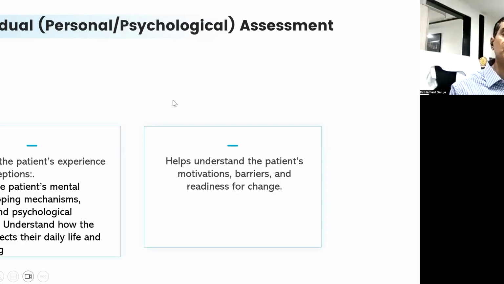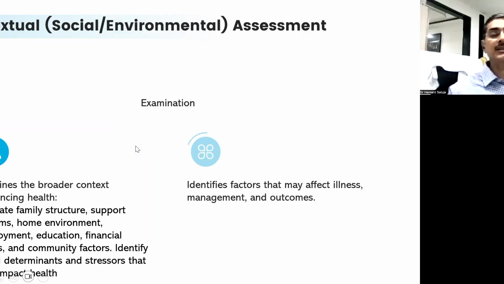Then we go on to the individual assessment. What we do in this is it helps us understand the patient's motivations, barriers, and his understanding of things, what the patient experiences, and what his or her perceptions are. So it's like addressing his ideas, concerns, and expectations, and the beliefs that he had, and understanding how the illness affects his daily way of life and well-being. Those are the things that we assess in the individual assessment. Then we come to the very important and most neglected part.